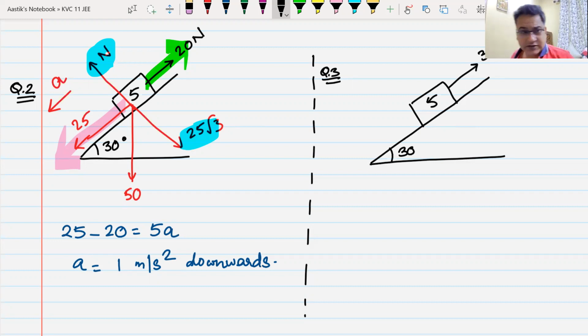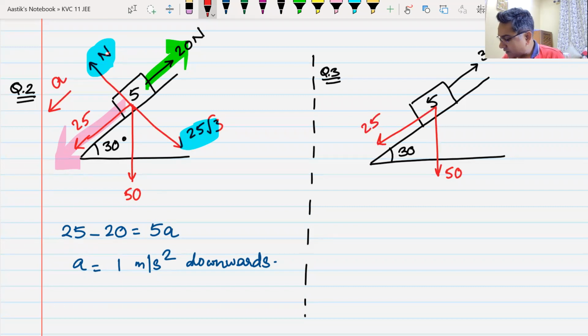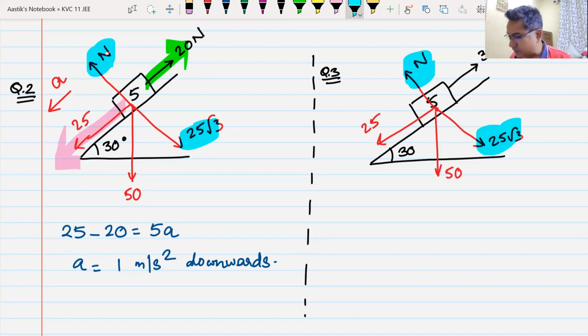Again, I will repeat the same step. Sketch is drawn. I will have to draw the free body diagram. This is 50. This is 25. Everyone knows it. This is 25 root 3. This is the normal reaction, and it is not going to move. So N becomes 25 root 3.